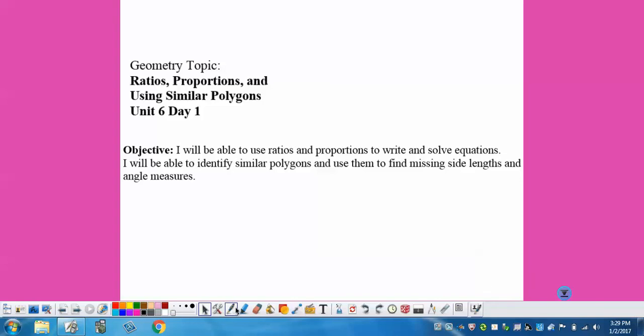Today we're going to be talking about ratios, proportions, and using similar polygons. We will be able to use ratios and proportions to write and solve equations, and we will be able to identify similar polygons and use them to find missing side lengths and angle measures.